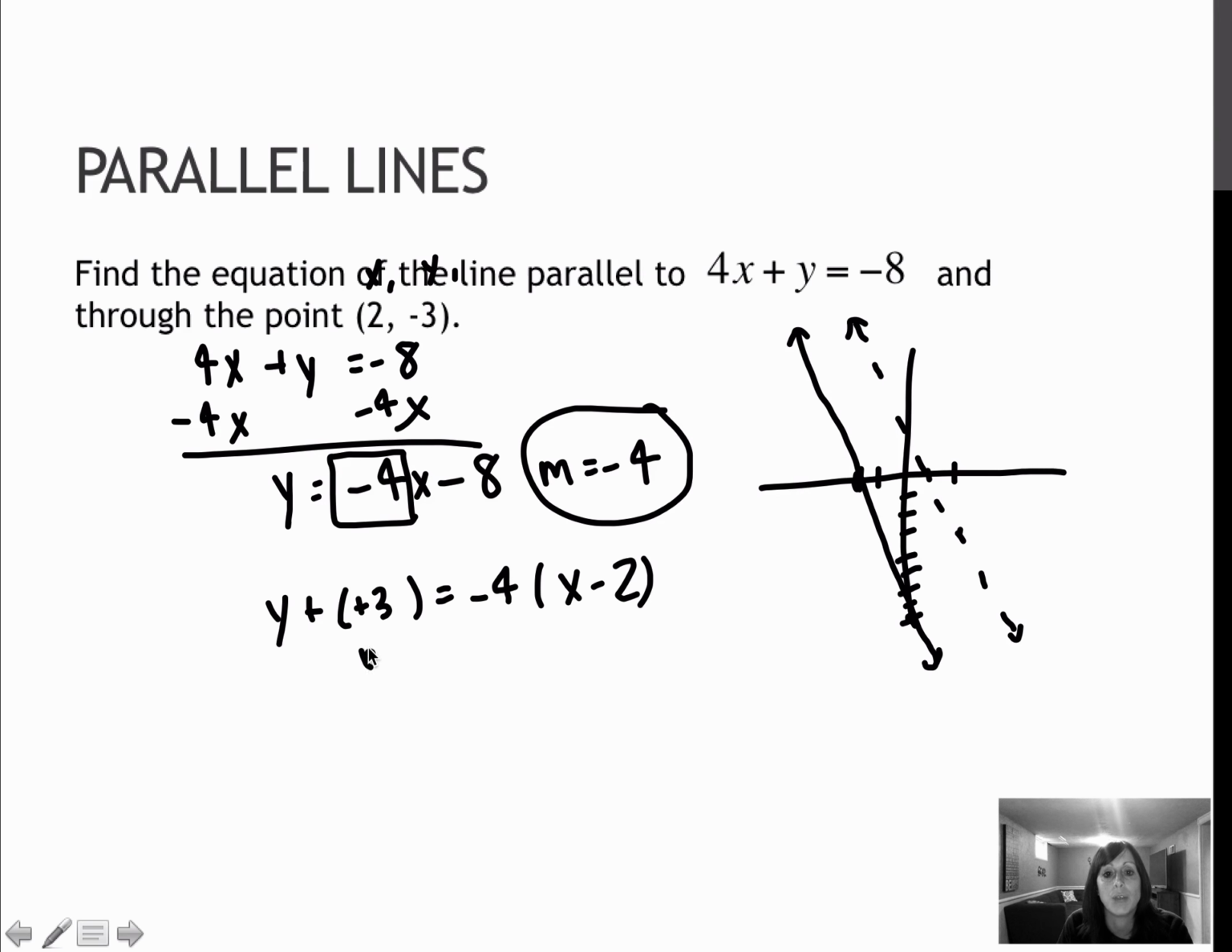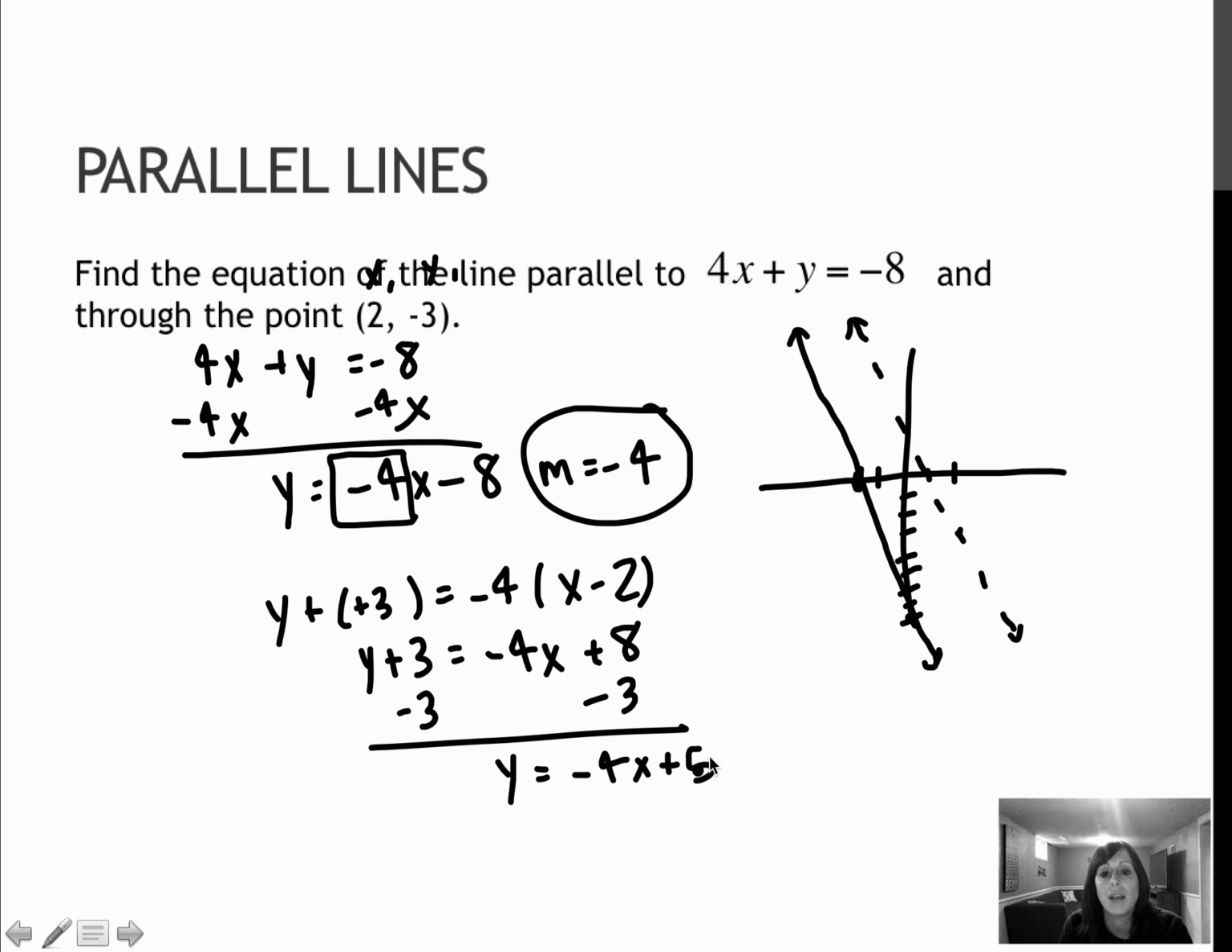I'm going to keep flip, change over here. I'm going to distribute that negative 4 and subtract 3 to get y equals negative 4x plus 5. This is the equation of the line. This is a sort of representation of the line, but really we're just looking for the equation.